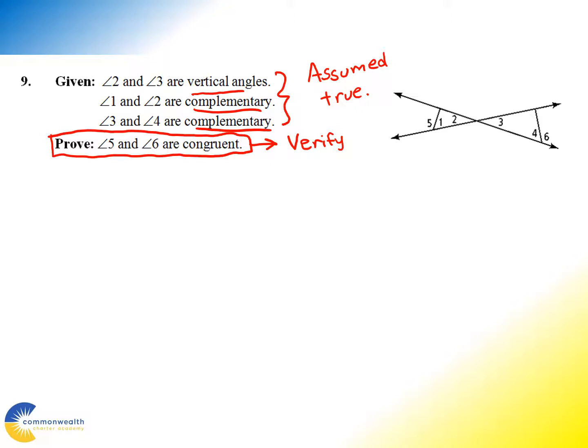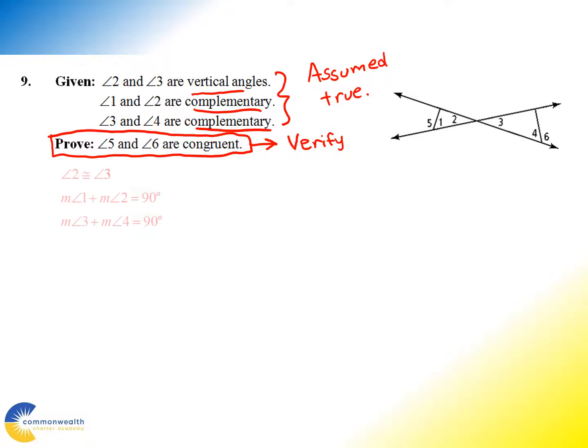So that's the first mistake a lot of students make, that they'll say the last statement's given. Well, the last statement of the proof should never be given, because if it were given, you wouldn't be proving anything, because we already assume it to be true. So we want to take the information that we have and come up with saying that angles 5 and 6 are congruent to each other.